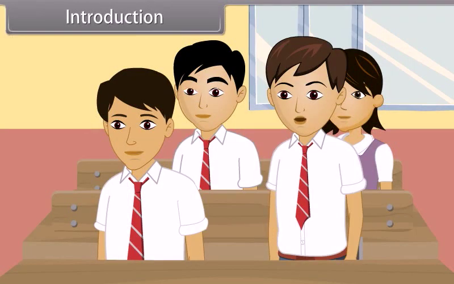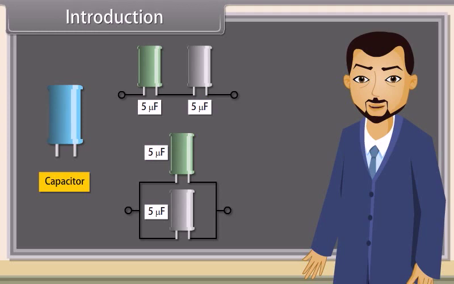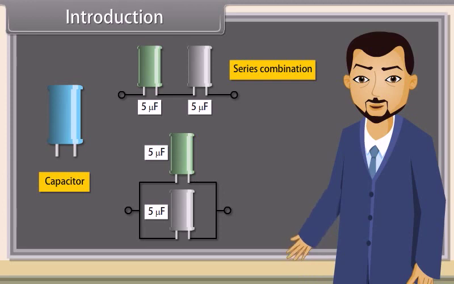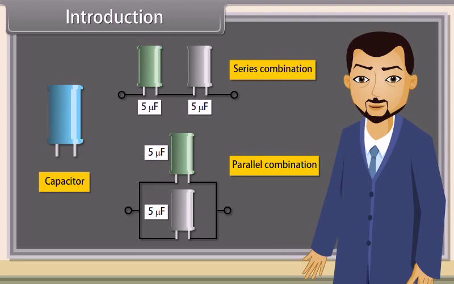Sir, how does the value of equivalent capacitance change by making changes in their combination? Good question, Ajay. Let me tell you. In series combination, the reciprocal of the equivalent capacitance is equal to the sum of the reciprocals of the individual capacitances. However, in parallel combination, the equivalent capacitance is equal to the sum of the individual capacitances. Students, today we will study more about this in chapter Electrostatic Potential and Capacitance.